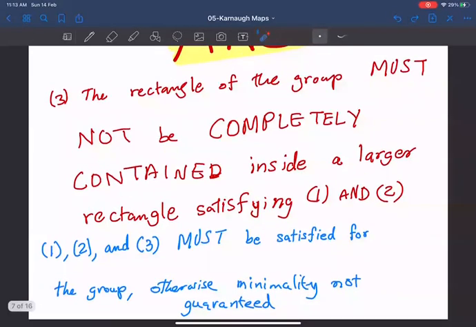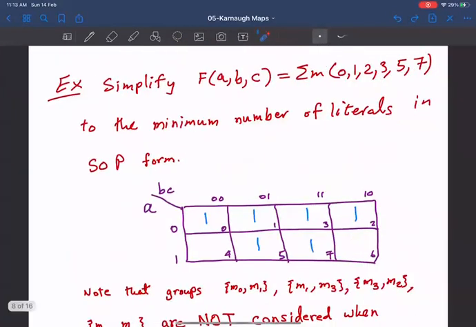All right, let's see this in action now. We would like to simplify this 3-variable function using a K-map. This is the plot of this function. These are the ones of the function: 0, 1, 2, 3, 5, and 7.